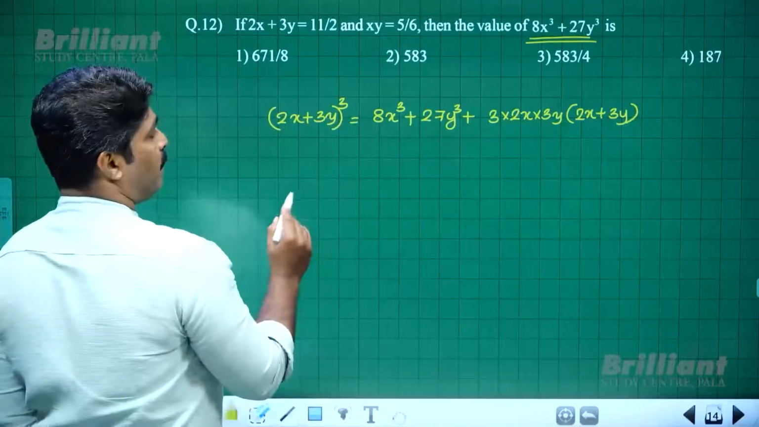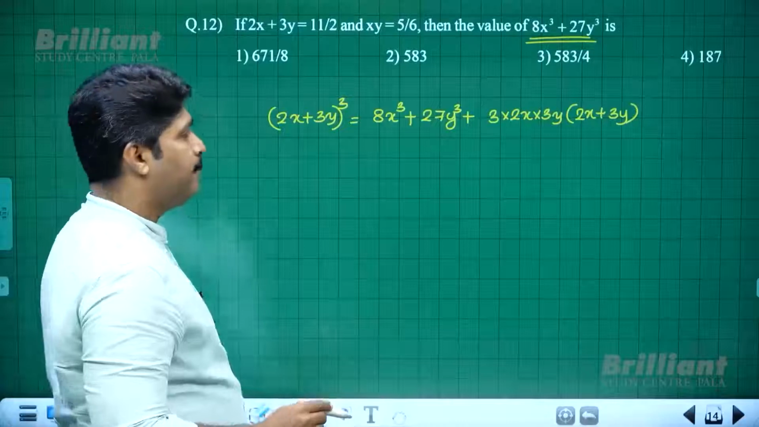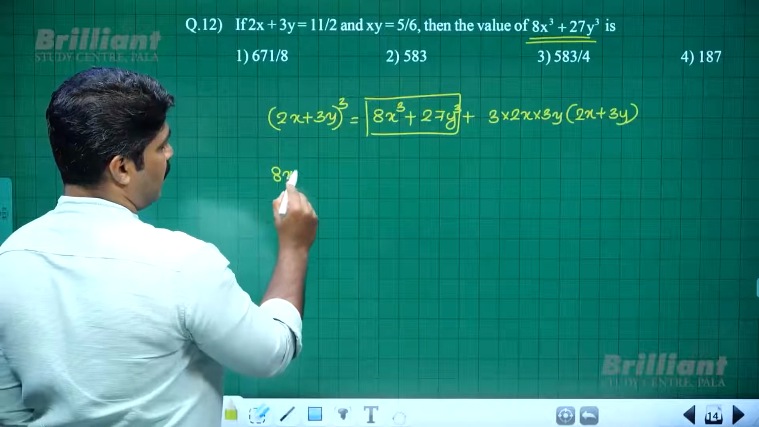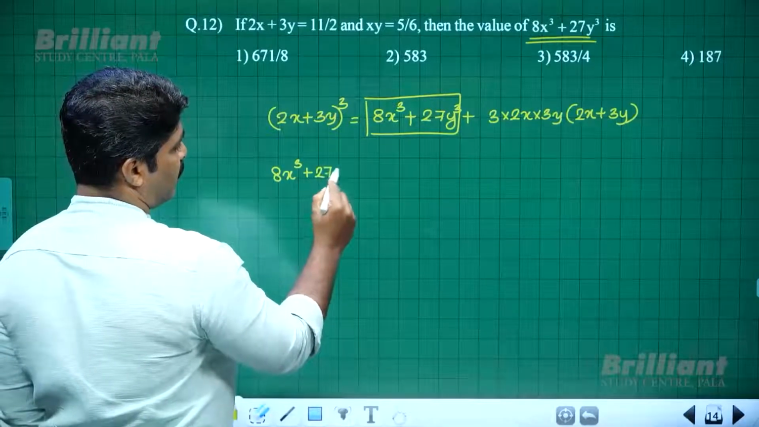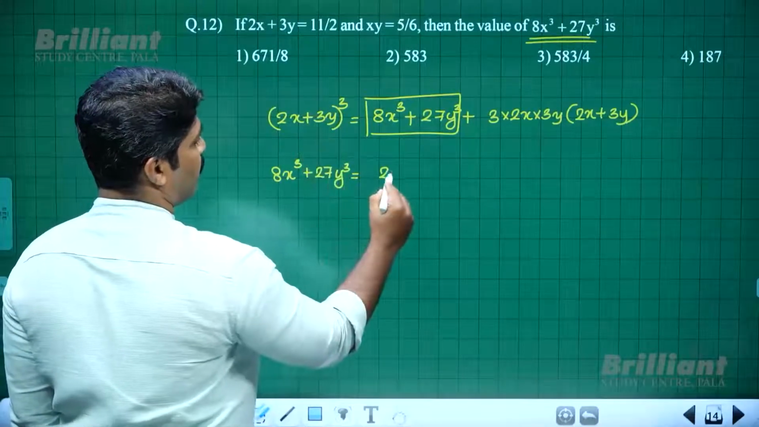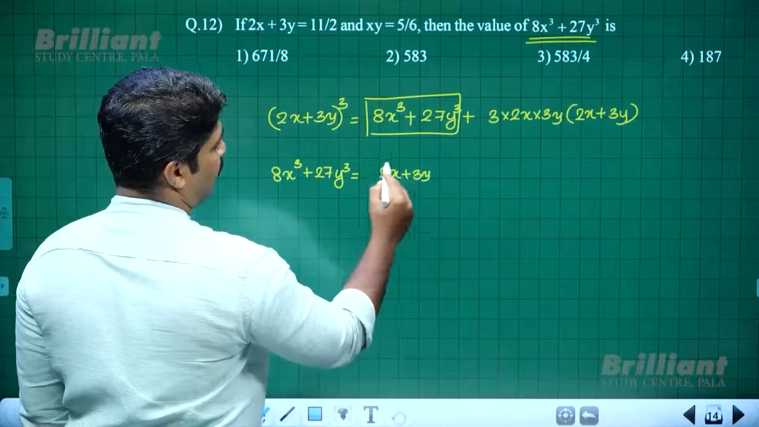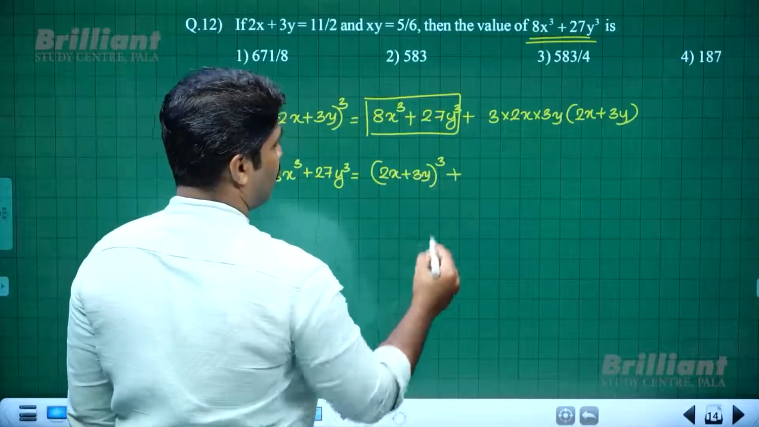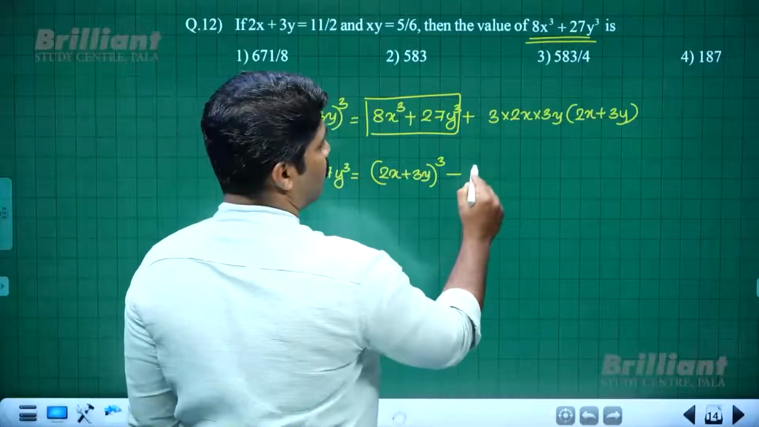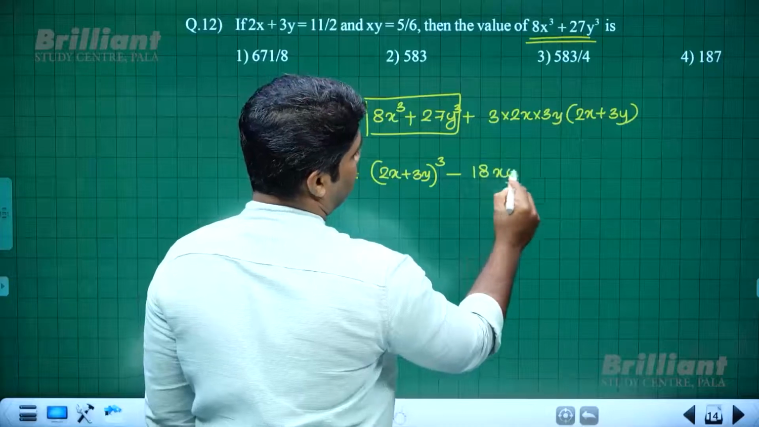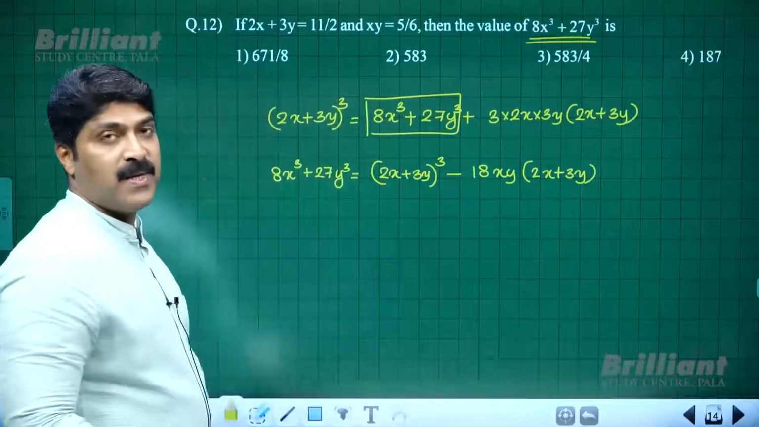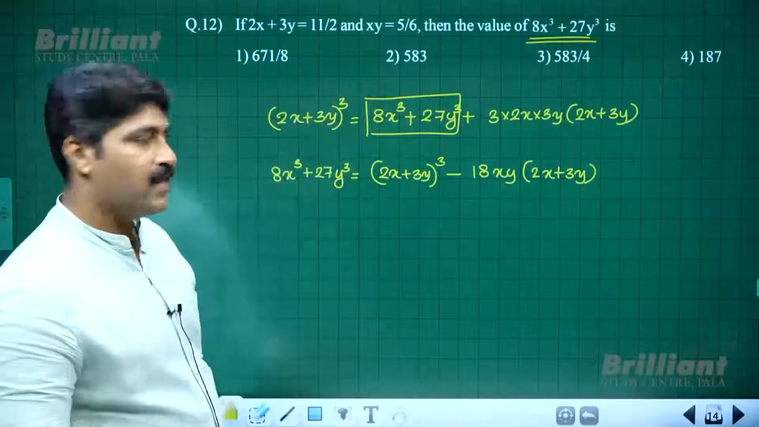Here we just substitute the values. Take this towards the left side. That's our required expression, 8x cube plus 27y cube, equal to 2x plus 3y the whole cube, and in this case the plus becomes minus. Multiplying all the values, this is 18xy into 2x plus 3y. We have the values of 2x plus 3y and xy, as given here. Just substitute the values.